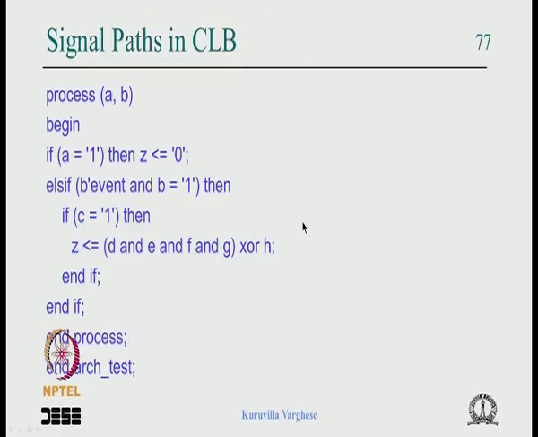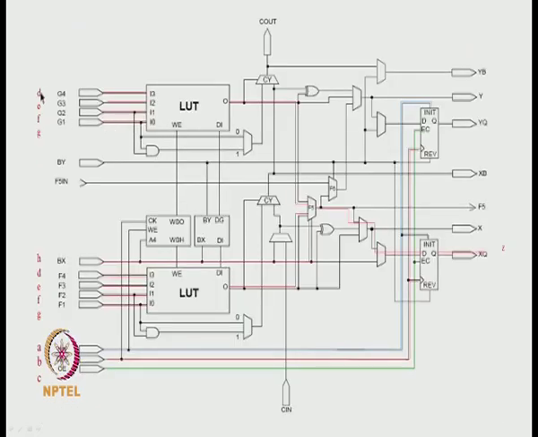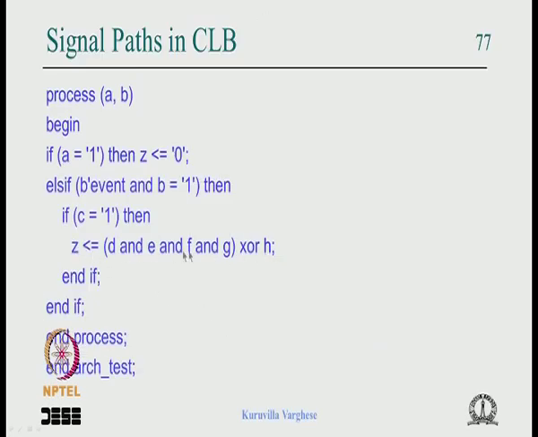So D, E, F and G are common. You see D, E, F, G is connected through the wire to the top lookup table. The same D, E, F, G is connected to the second lookup table, and you can see the output is going to the F5 mux. The select line is the 5th variable, which is H. So our logic gets implemented here. That is the logic here, and it goes to the D of the flip flop.